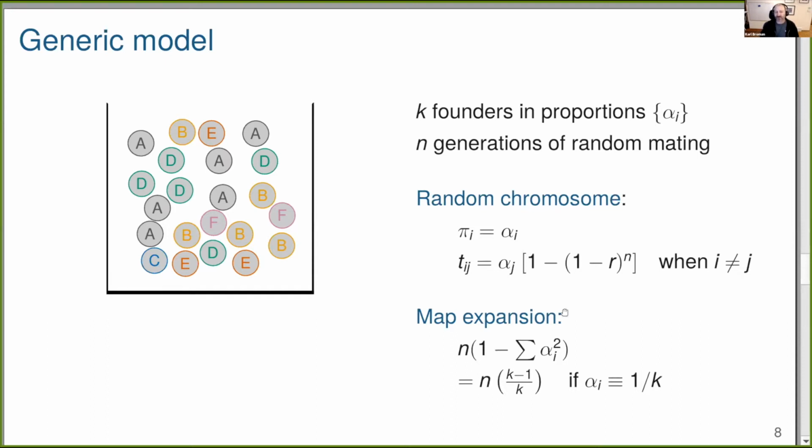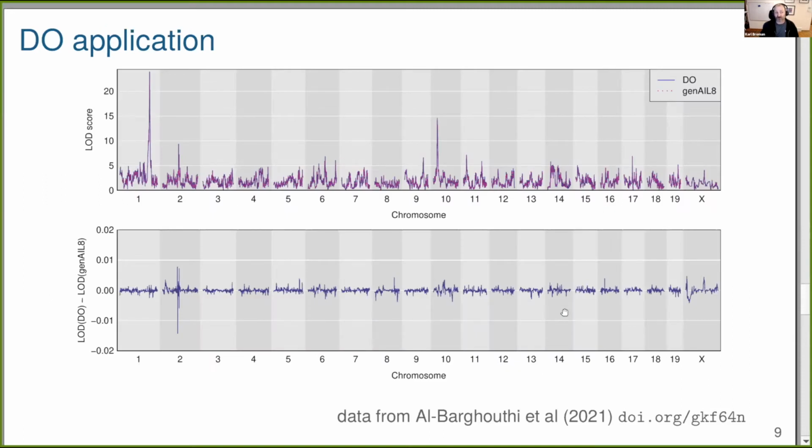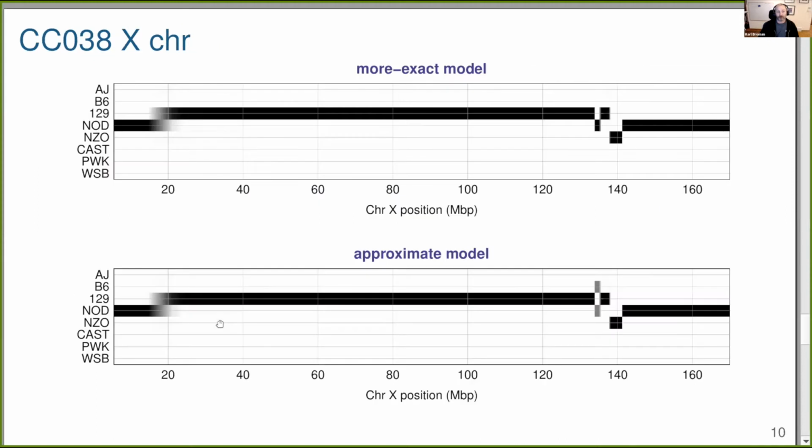If you apply this general model to the DO, you get really negligible differences. In a genome scan, you can't really tell the difference between the 2 methods. And if you calculate the differences, the biggest ones are about 0.01. If you apply this in the Collaborative Cross, for autosomes, they look exactly the same.